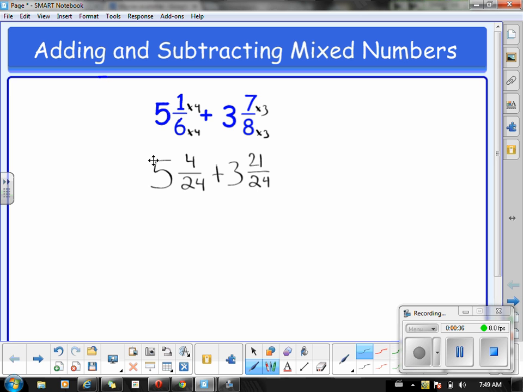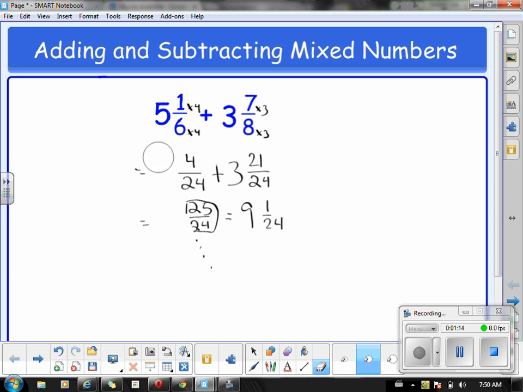Then we just add the whole numbers. 5 plus 3 is 8. Our denominator stays 24. And our numerator is 25. Now, the problem with this one right now is that we have an improper fraction here. Very easy to fix. 25 out of 24 is the same as 1 and 1 over 24. We add the 1 to our 8 to get 9 and 1 over 24. So 5 and 1/6 plus 3 and 7/8 is 9 and 1 over 24.